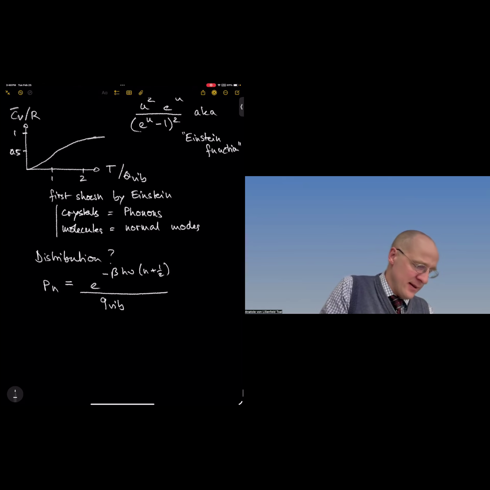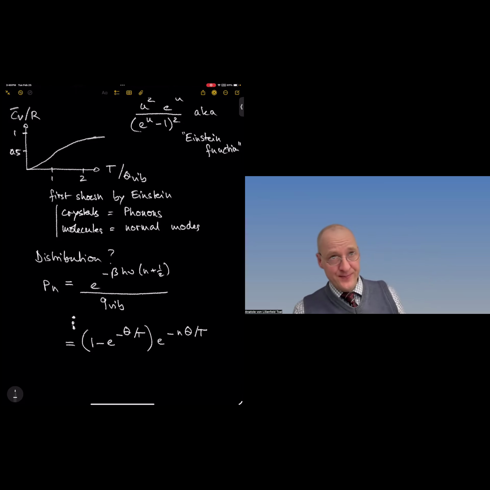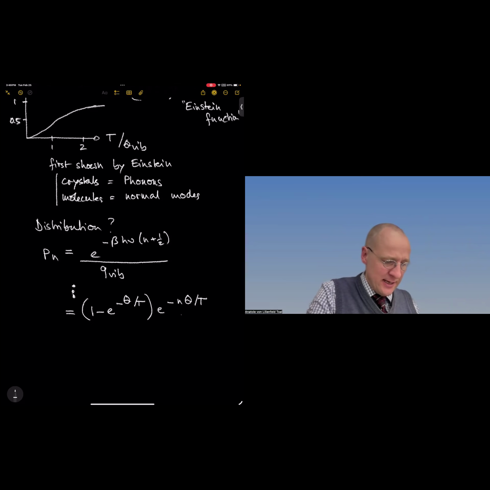Okay, that's standard. And if you now insert our theta and our vibrational partition function, you will find that this is e to the minus theta over T times e to the minus n theta over T. Right? So my nth state is in this exponentially decaying function.